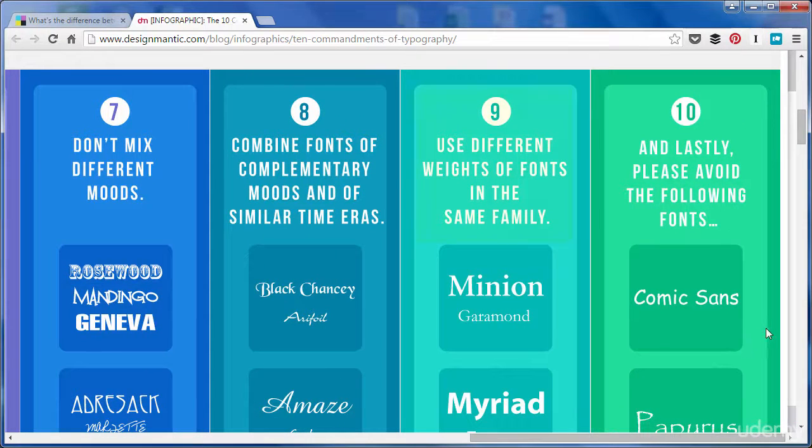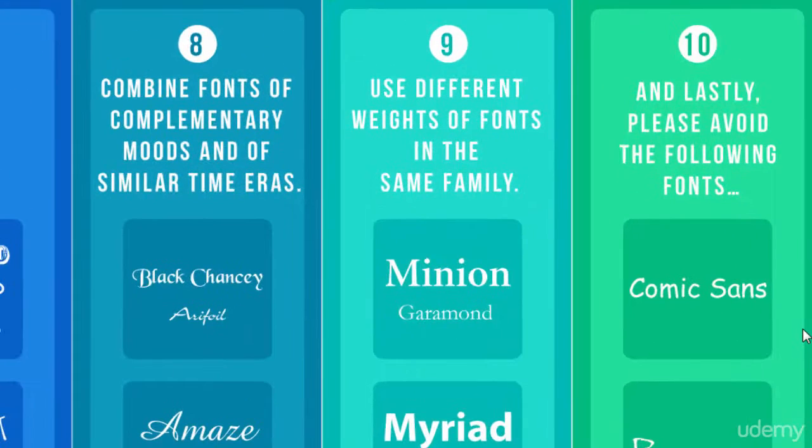I like the rule 9. It somewhat goes against the rules 2, 3 and 4, and yet it is a golden rule. What is the difference? Well, you can use 2 fonts in the same family provided they have different weights. This Minion and Garamond are from the same family, but Minion is bold and has greater size than Garamond.